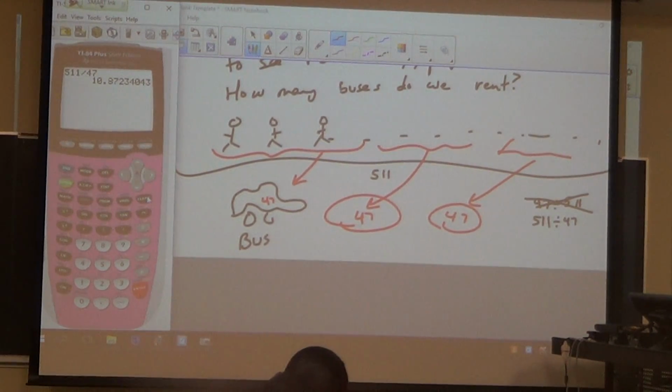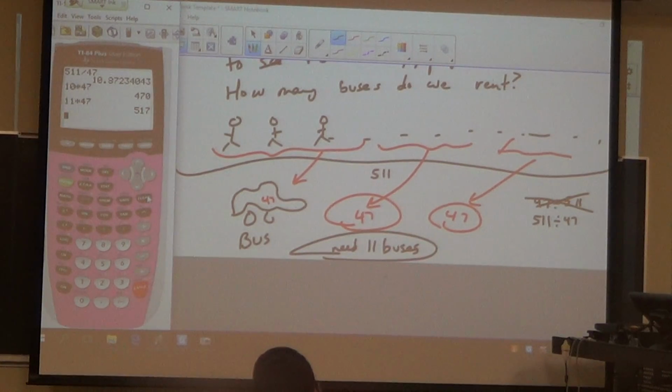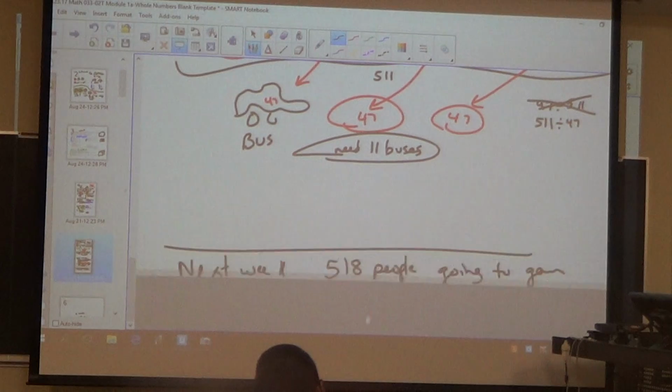Yeah. Okay, so if we rent 10 buses with 47 people on each bus, I got some pissed off people. So 11 buses, I have more than enough room for my 511 people. You with me? Yeah. So that last bus is just not going to be full. So I'm going to need to order 11 buses. You with me? Yeah. All right, let's go to next week's game.